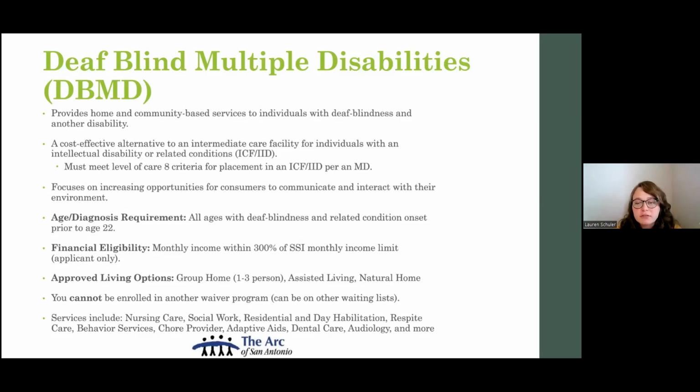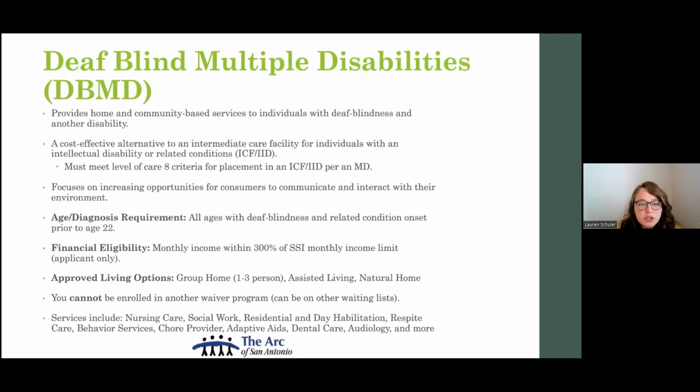And so there's different level of need determinations, and they don't go from 1 to 8. I don't have the breakdown of those memorized, but it's something that the state uses to determine the level of need in individuals with different disabilities. And a medical doctor, again, would be the one determining that. The DBMD waiver focuses on increasing opportunities for consumers to communicate and interact with their environment. That's the main goal with the DBMD waiver.